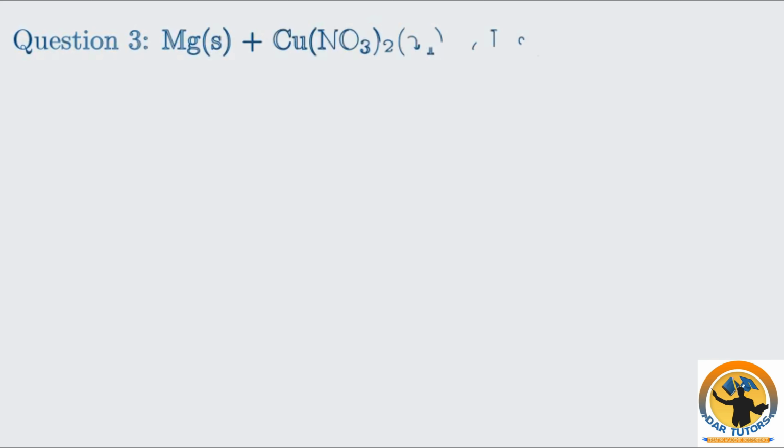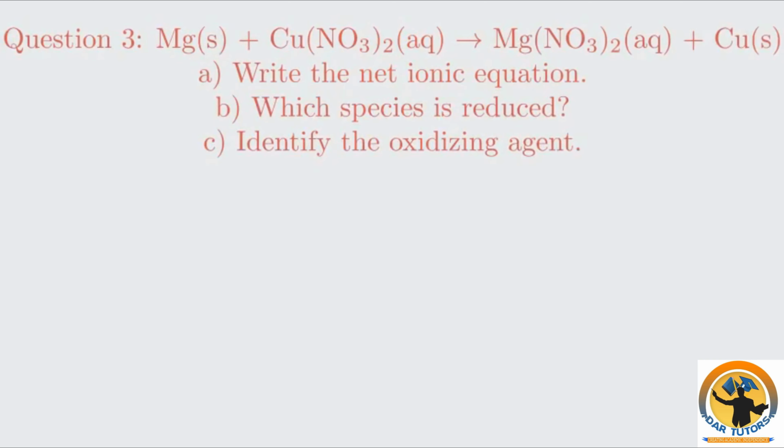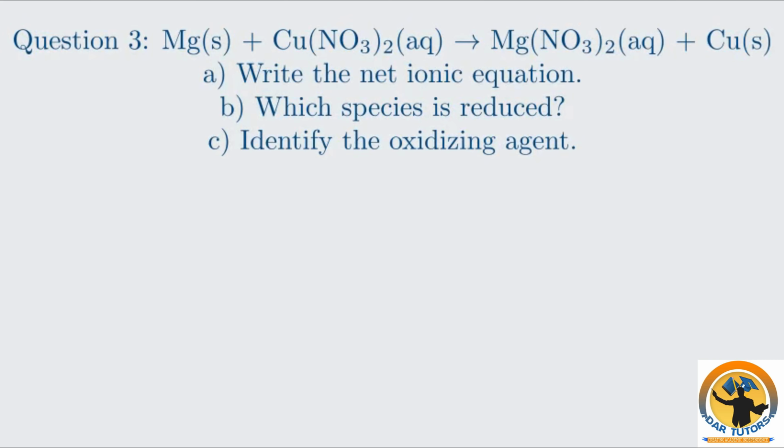The reaction is between magnesium metal and aqueous copper(II) nitrate. First, write the net ionic equation. Second, state which species is reduced. And third, identify the oxidizing agent. Let's tackle each part. To find the net ionic equation, we first write the full ionic equation.